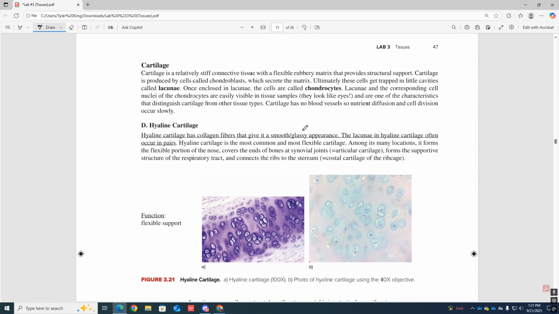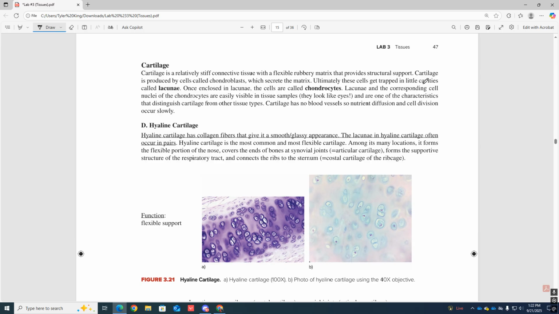Different types of cartilage. So this is kind of a subcategory of the connective tissue. That's because cartilage is relatively stiff. It's a relatively stiff connective tissue with a flexible rubbery matrix that provides structural support. We're going to talk about 3 different types of cartilage here, the first one being hyaline cartilage.